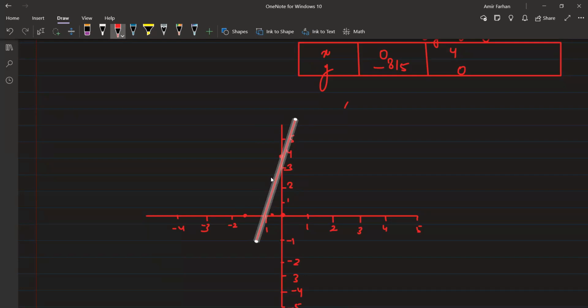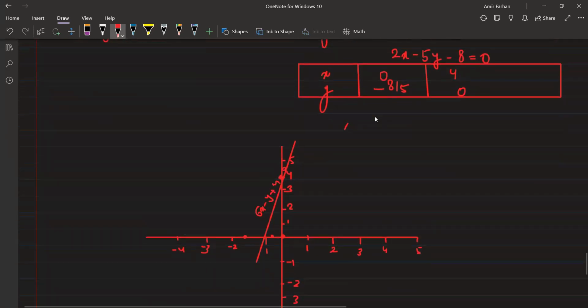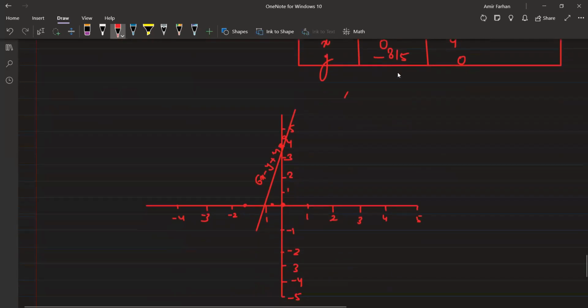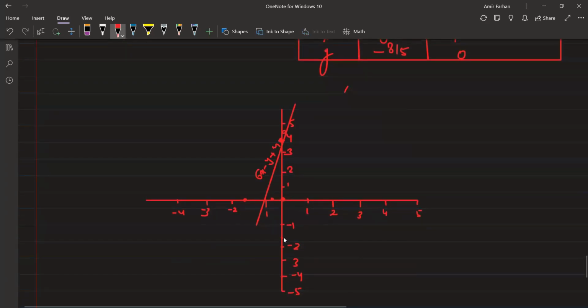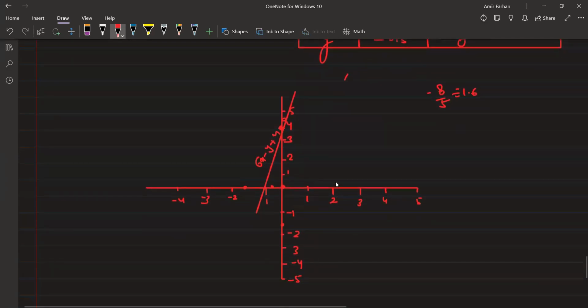Clear? Yes, sir. The next thing is this equation, 2x minus 5y minus 8 equals to 0. For the second equation, x is 0, y is minus 8 by 5. So it would be greater than 1.5, around 1.6. If you divide 8 by 5, you will get 1.6. It's minus, so y is negative. Yes or no? And next is 4. This is 4.